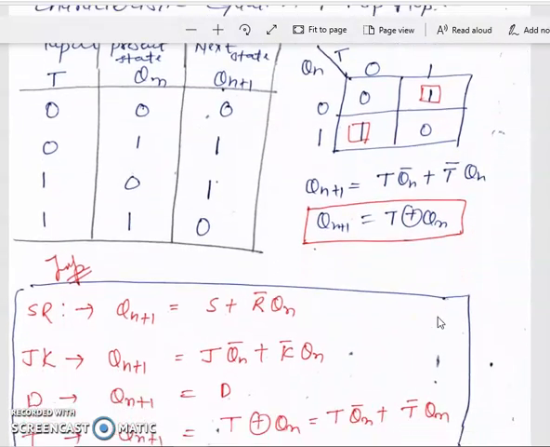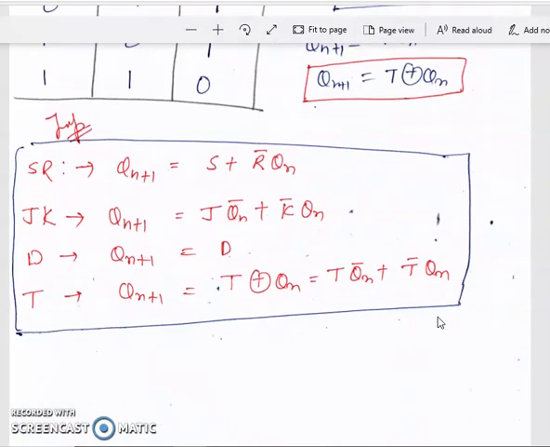Finally, we got the 4 equations for the 4 flip-flops. These are very important to remember for any objective questions for any public sector exam, GATE also, and it is also very important for RTO exams. So please go through the details of the characteristic equations of all the flip-flops. Here are the 4 equations: Qn plus 1 is the characteristic equation of the SR flip-flop, then the D flip-flop, this is the characteristic equation of the JK flip-flop, and finally the T flip-flop.